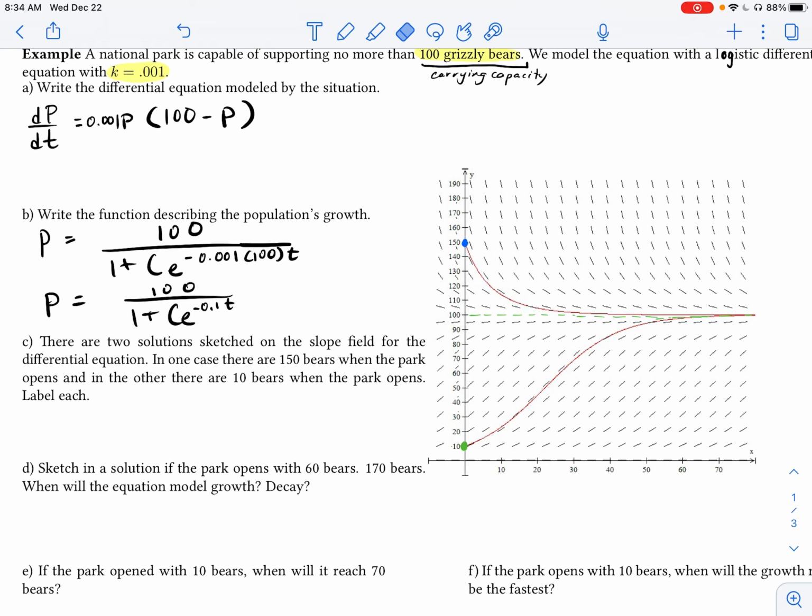All right, now let's sketch two more populations. So let me try a different color here. Let's do one for 60 bears, and let's do one for 170 bears. If you have the notes printed out, go ahead and pause the video right now and see if you can try those on your own. Well, 60 bears should look something like this. Isn't too bad. Trying to see that it's going to approach that carrying capacity.